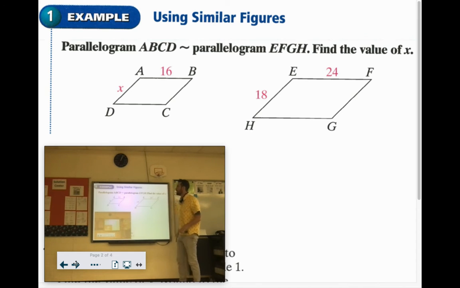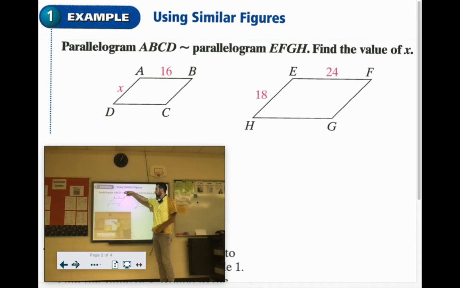Parallelogram ABCD is similar to, that's what that little squiggly half of an evil mustache looks like, that's what that means, is similar to parallelogram EFGH. Find the value of x. So every line over here corresponds with a line on this parallelogram. So let's see what we have labeled and marked. Great, they marked everything we need.